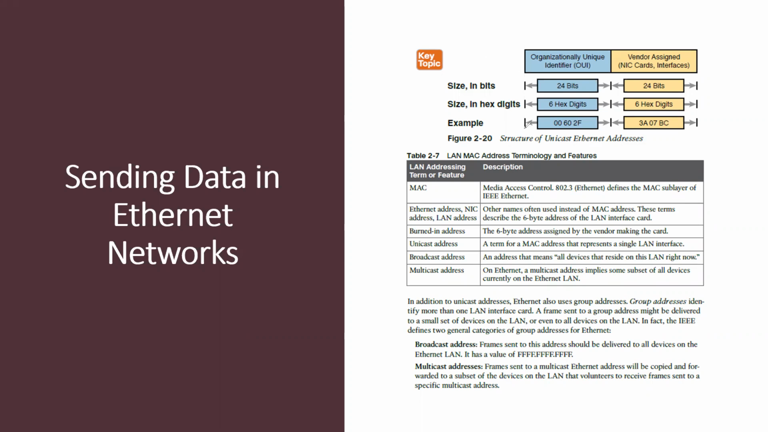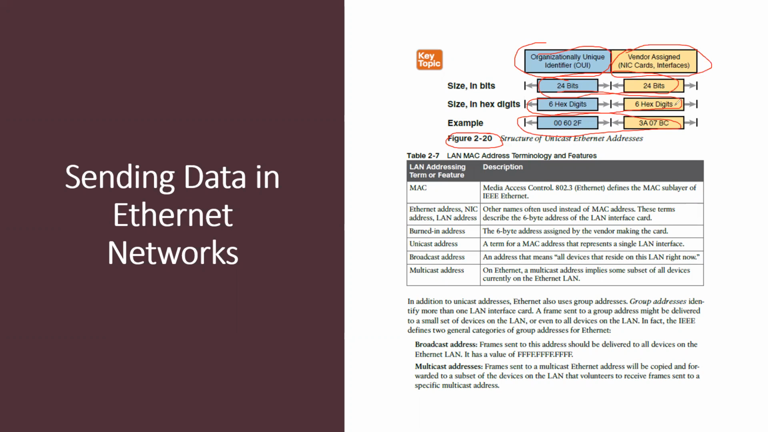Okay, so let's look at this first figure, Figure 2-20. Again, a MAC address is 12 hexadecimal digits. What is that in bits? It's 48 bits in total. This is how it looks. But let's take a look at the top: you have your OUI, and then you have your vendor assigned part.